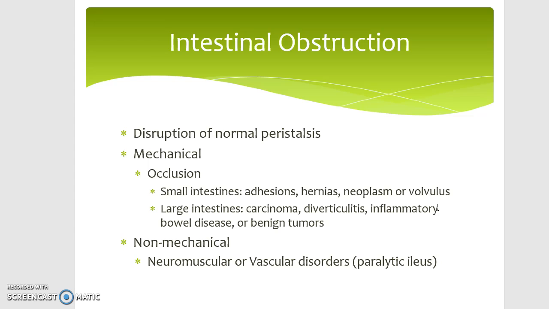Intestinal blockages or obstructions can disrupt the normal peristalsis in the bowel. It can either be mechanical or non-mechanical. Mechanical would be an occlusion. In the small bowel, it could be adhesions, hernias, neoplasms, or volvulus. In the large intestine, it could be carcinoma, diverticulitis, inflammatory bowel disease, or benign tumors. Non-mechanical could be neuromuscular or vascular disorders, which could result in a paralytic ileus.